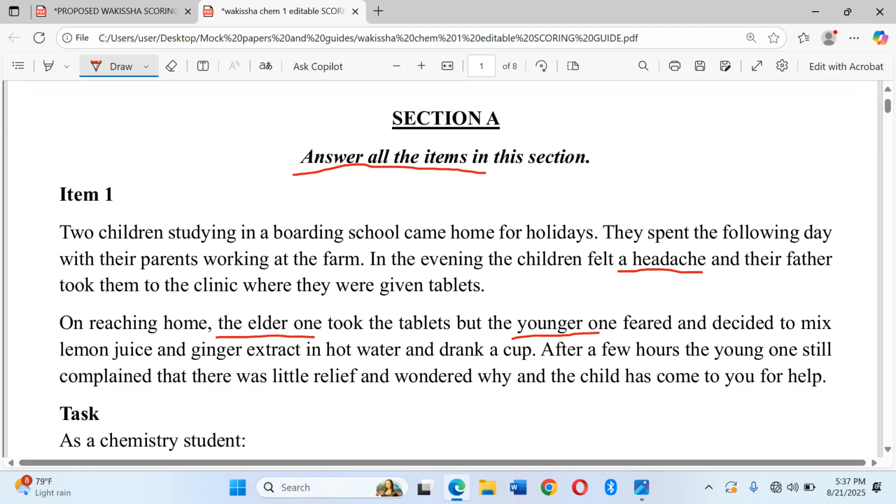So when we read this scenario very well, we see that it is coming from the subtopic of chemicals for consumers, and the subtopic of medicines. This is for medicines. And there's this point that I have highlighted here, that they felt headache after working in the farm for the whole day. So when they came back in the evening, they were feeling headache. This is pain. Don't forget that medicines are categorized according to their sources and according to their functions.